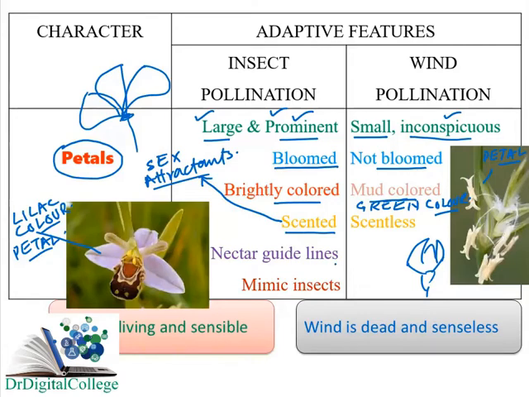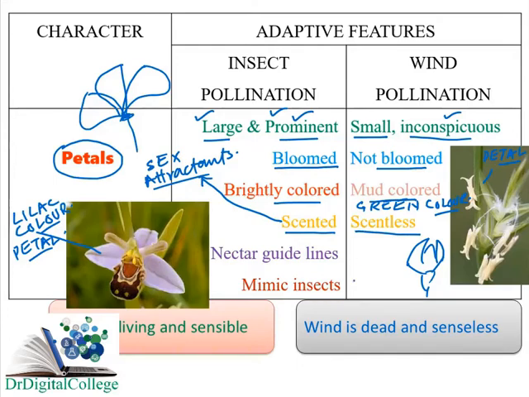Similarly, you might have seen that in case of humans, we are using different scents, different perfumes. Male perfumes are different and the female perfumes are different. Towards male perfumes, females are attracted, and towards female perfumes, males are attracted. So here flowers have developed different kinds of scents to attract different sexes of the insects. While in case of wind pollinating flowers, there are no scents present.